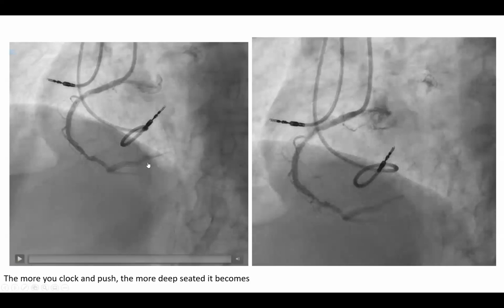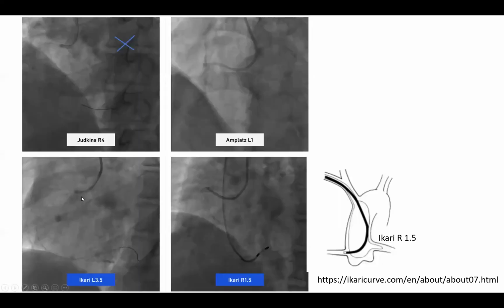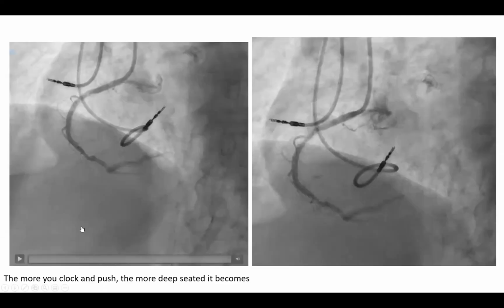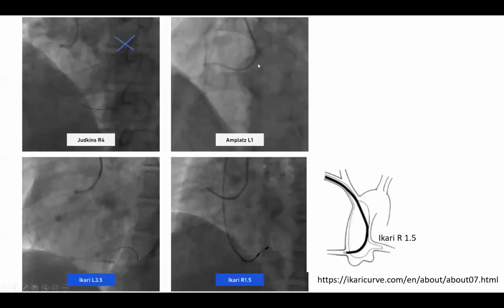This is an illustration. Usually all those catheters, the more you clock them, the more deeply they go. If you want to get a right coronary guide deeper, people think you need to push and push basically. But that's not always the case. As I explained, with Amplatz left, pulling can get the guide deeper. With Ikari, with the Judkins right, and with Ikari right and left, usually clocking more can get the guide deeper.